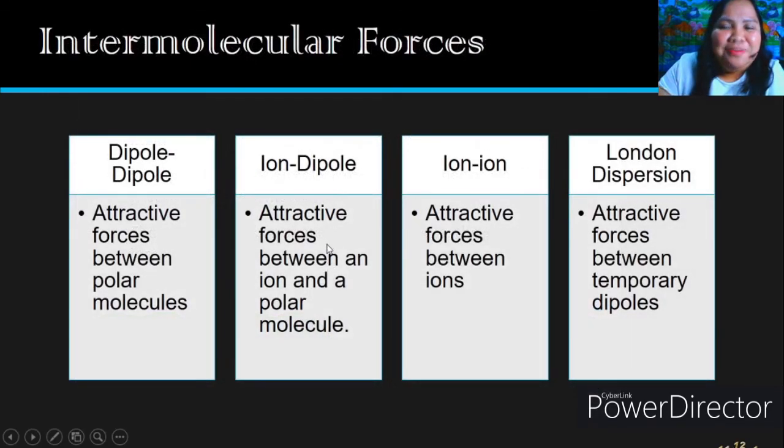So we have the four types of intermolecular forces. We have the dipole, the attractive forces between polar molecules. Remember that one. Ion dipole is the attractive forces between an ion and a polar molecule. Ion, attractive forces between ions. And the last one, we have London dispersion, attractive forces between temporary dipoles.